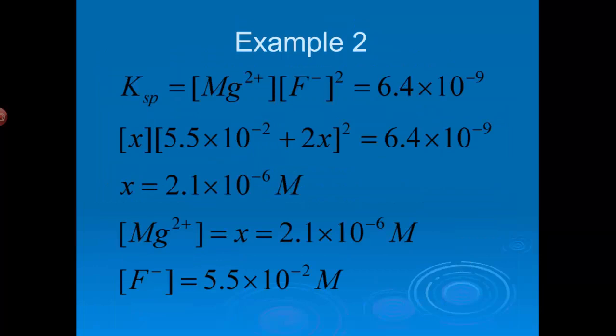Plug that into our KSP expression for magnesium fluoride as Mg concentration and F minus concentration squared. The KSP value is 6.4 times 10 to the minus 9th, which we could look up or was given in the problem. X times 5.5 times 10 to the minus 2 plus 2X, all squared. X is 2.1 times 10 to the minus 6th. So the concentration of magnesium is 2.1 times 10 to the minus 6th molar. The concentration of fluoride is 5.5 times 10 to the minus 2 minus 2.1 times 10 to the minus 6th times 2, which is very small and won't affect the 5.5 times 10 to the minus 2. So our fluoride ion concentration doesn't really change, and it stays the same.